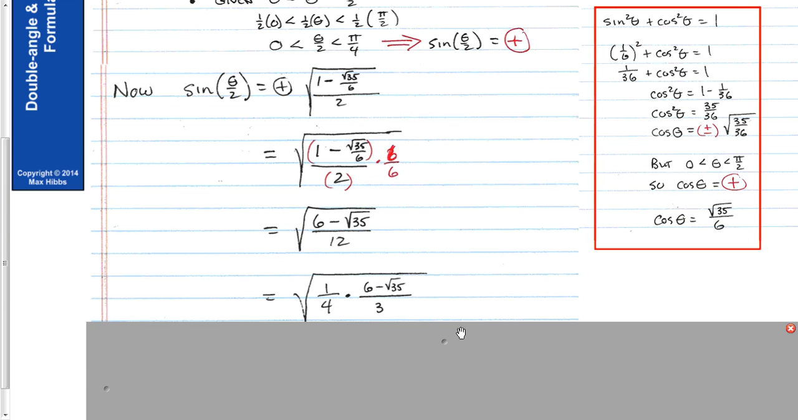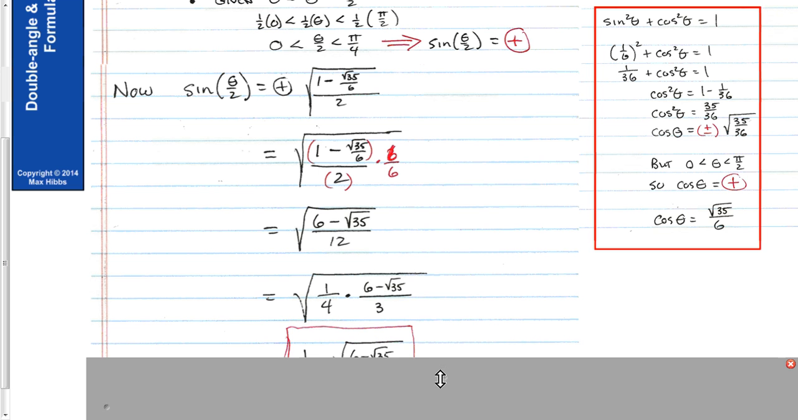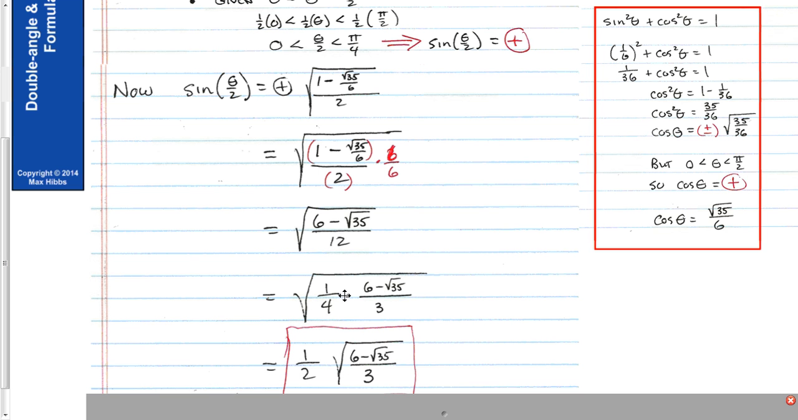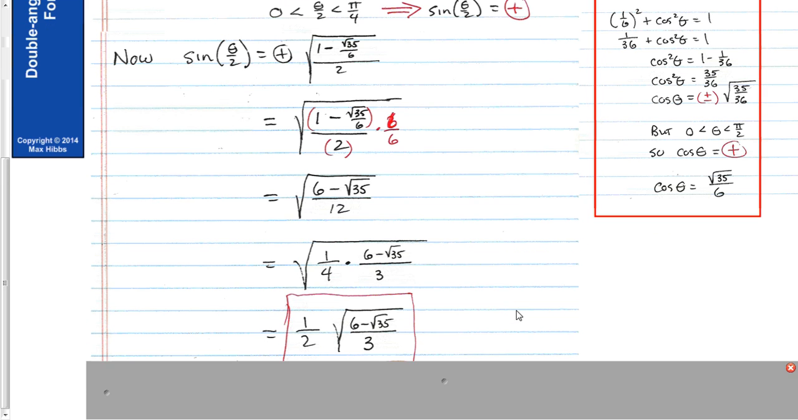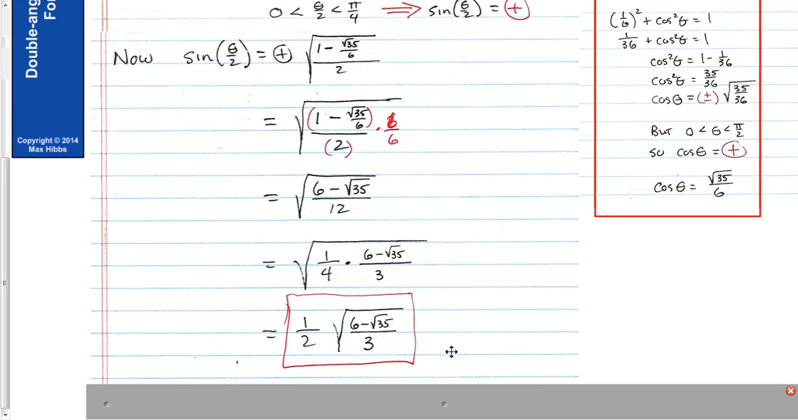Now, here we have to be a little more careful and notice that 12 is 4 times 3. So I could write what I have under the radical as 1/4 times this fraction. And the reason I'd want to do that is the square root of 1/4 is nothing more than 1/2. So what I have now is the square root of 1/4, which is 1/2, times the square root of this fraction, and that's the fraction 6 minus root 35 over 3. So this would be our final answer.